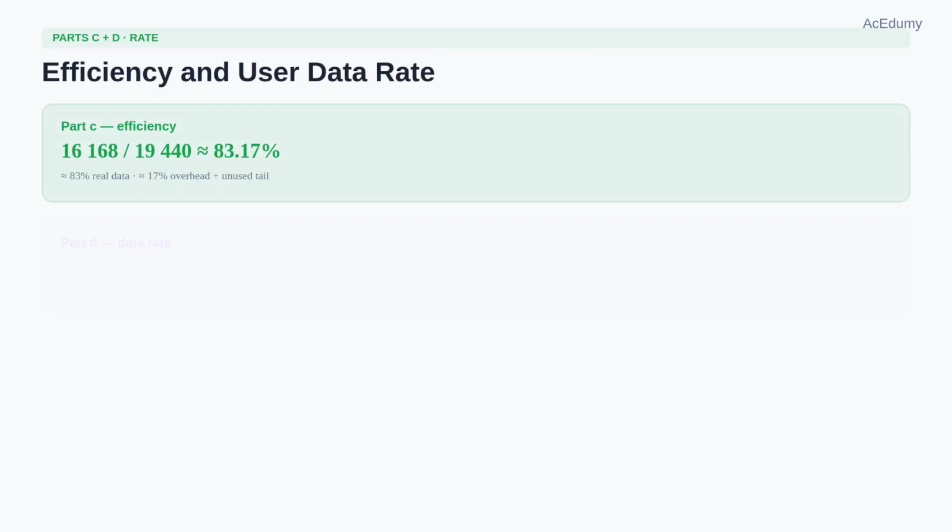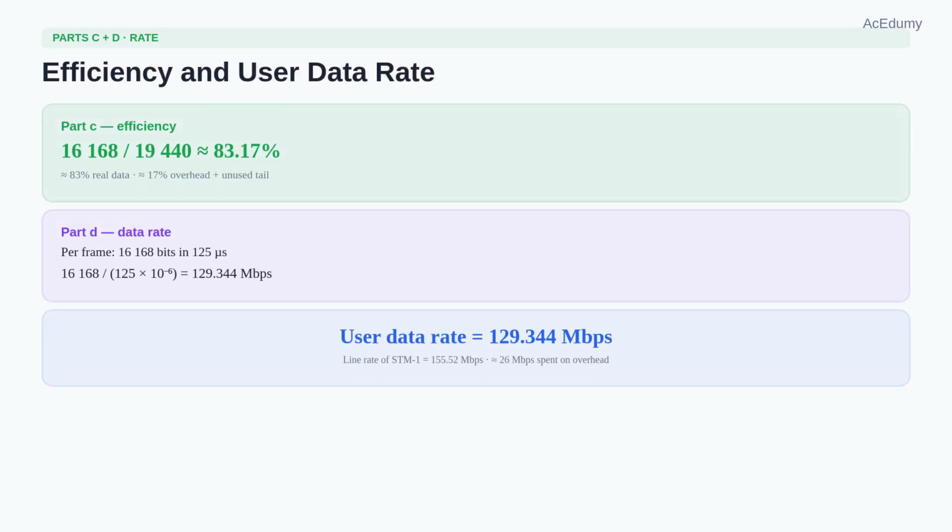Part C. Efficiency. What fraction of the total STM-1 capacity is genuine user data? 16,168 user bits divided by 19,440 total bits equals 0.8317, or about 83.17%. Just over 83% of every byte that crosses the link is user data. The other 17% goes to framing overhead, headers, and the unused tail of the payload.